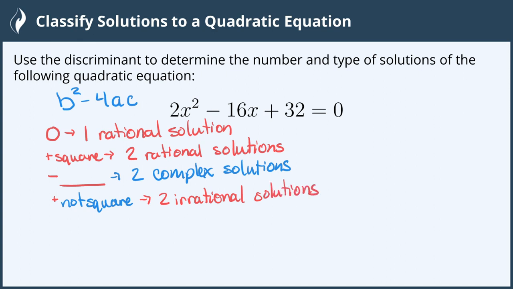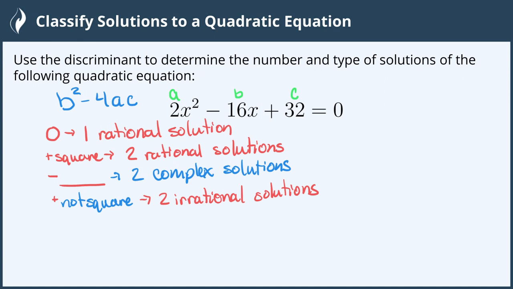Let's go ahead and calculate the discriminant of our quadratic. So let's find a, which is the coefficient in front of the first term with the x squared. B is the coefficient in front of the just x term. And c is the coefficient of the last one without any variables. Now let's go ahead and plug those in.